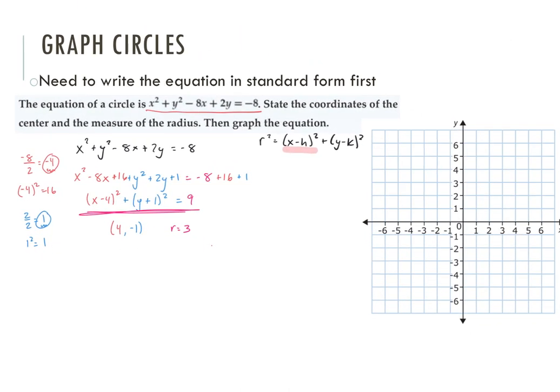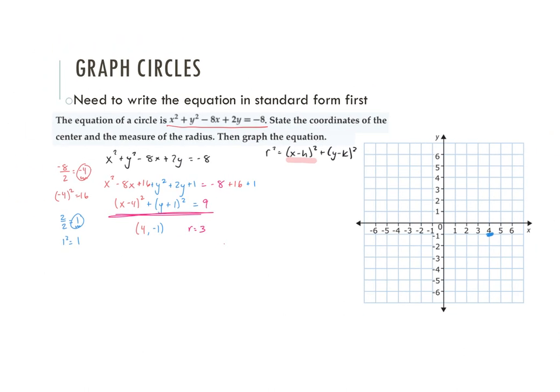So I come over here, and I have my center point at 4, -1. There's the center. And now I'm going to count 3. 1, 2, 3. 1, 2, 3. 1, 2, 3. And then 1, 2, 3. And here's my circle. And that's how you do this type of problem.